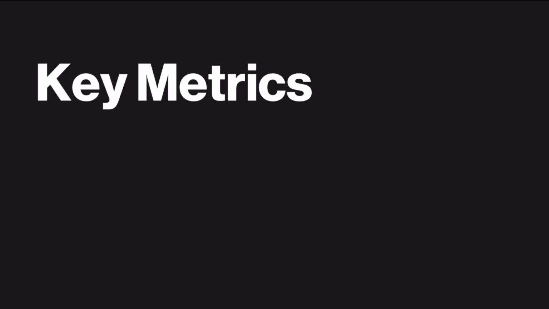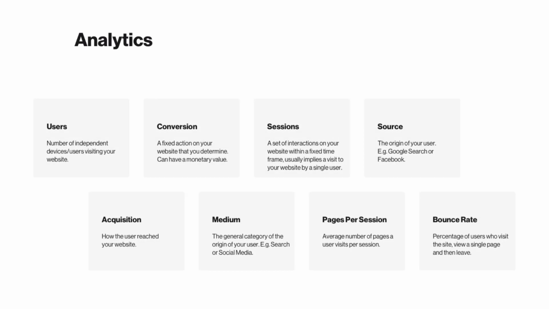Each platform has its own unique set of metrics and related data. It is important to understand what each one represents to you as an organization. Google Analytics tracks user behavior on your website. The following are some of the most important metrics to track on Google Analytics.